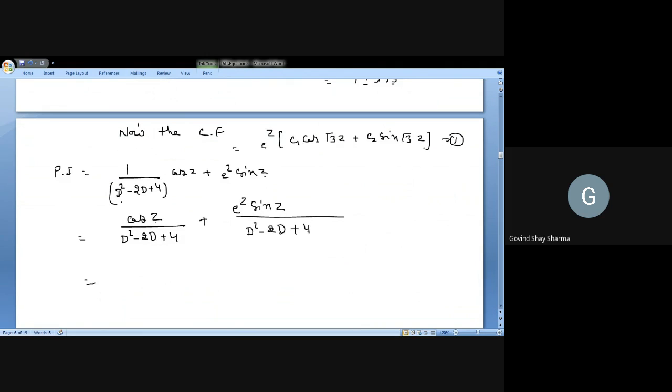So for cos alpha z, we know that we replace D square as minus alpha square. So cos z upon minus 1 minus 2D plus 4, plus e to power z sin z. D becomes D plus alpha, alpha is 1, e to power alpha z, so it is 1 upon D plus 1 whole square minus 2 D plus 1 plus 4.